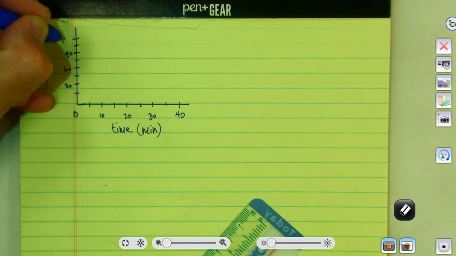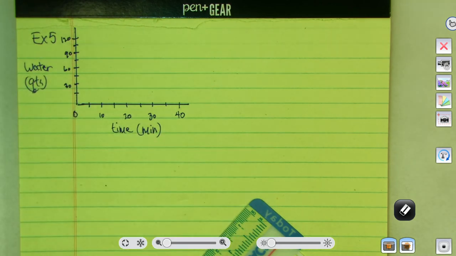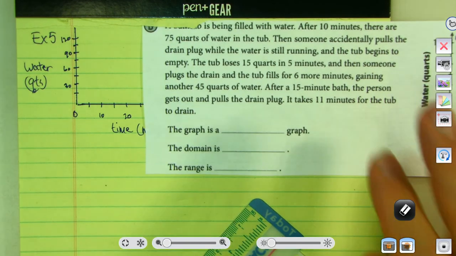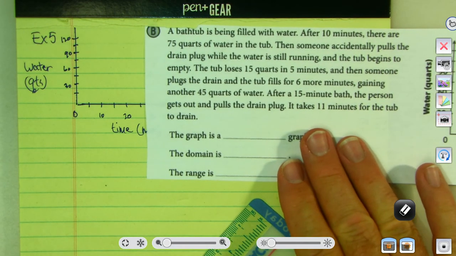And I'll just mark every other one. So those are just evenly spaced tick marks there. And I'll refer back to the problem that I read to you a minute ago. A bathtub is being filled with water; after 10 minutes there are 75 quarts.